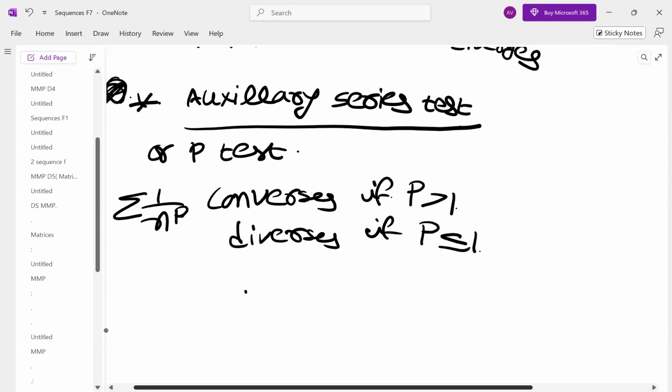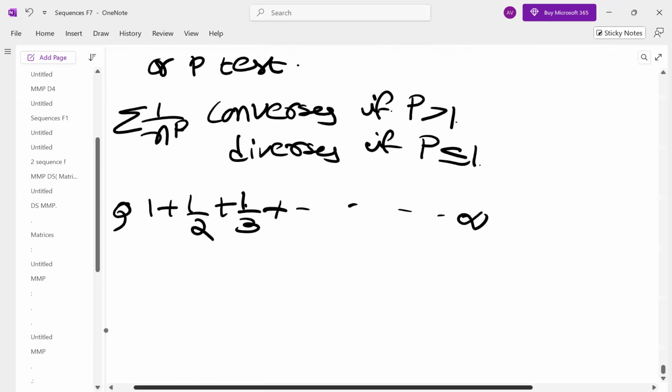So for example, the question which Sarita gave today: is this convergent? We could not solve it using the nth partial sum, because we don't know the value of 1 plus 1 by 2 plus 1 by 3 plus and so on up to 1 by n. So we cannot conclude using the first method. What is the nth term? This is nothing but summation 1 by n. The nth term is 1 by n.